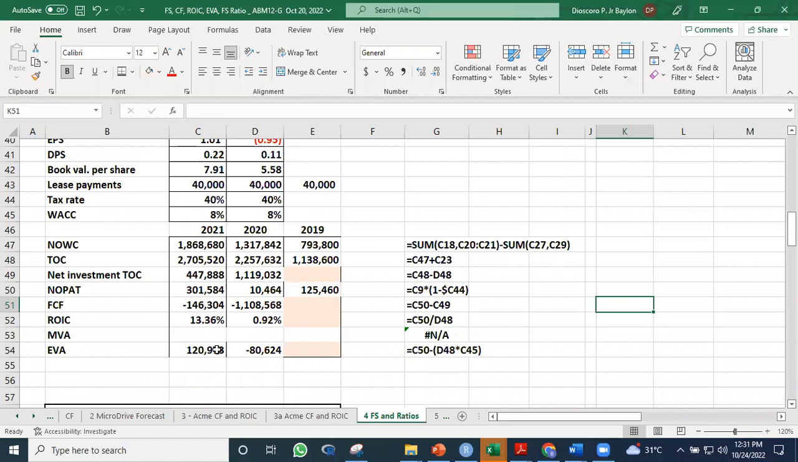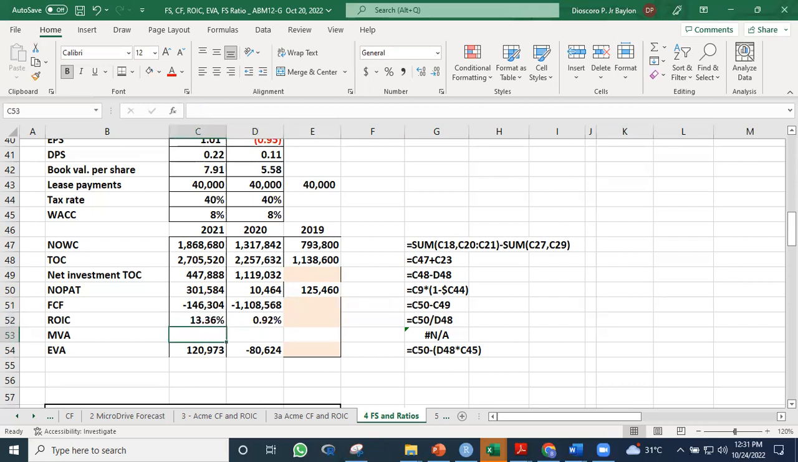Yes. EVA was positive. And then also, we could have answered that question dito sa ROIC. 13.36% yung rate, return on invested capital, higher than the WACC of 8%. But in 2020, ang return niya 0.92 lang ROIC. Ang WACC 8%. So here value was destroyed. Here value was created. Okay?